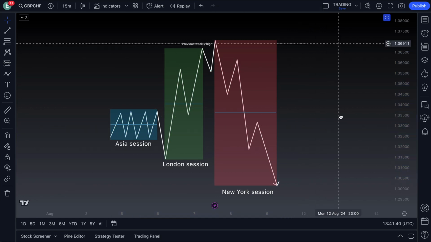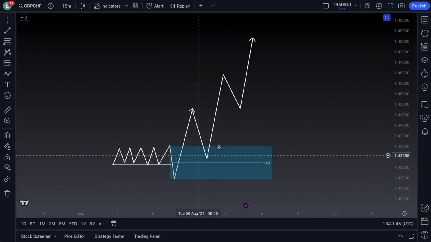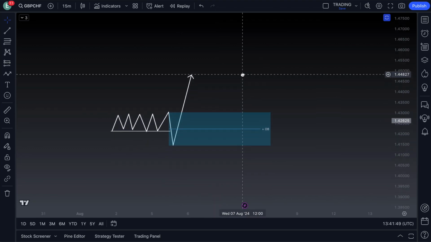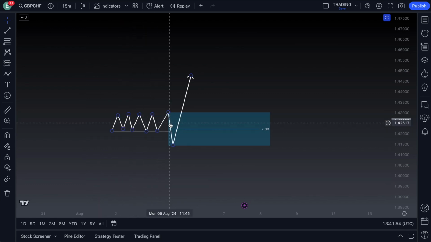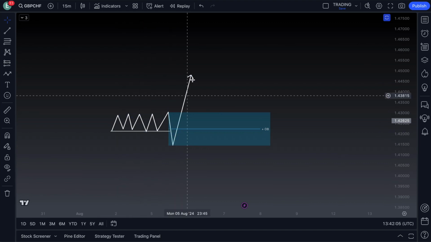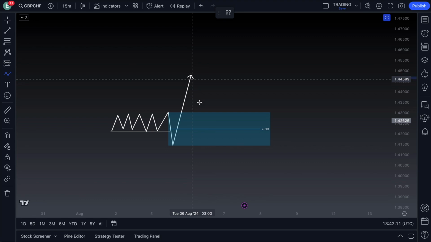So I'm just going to give you another example. We've had our consolidation, which could be Asia session, or it could just be a consolidation. We've had our sweep, sweeping out the liquidity below the consolidation. We have then had big explosive movement, breaking structure. Now we would wait for a retest of the order block that created the break of structure, being here.